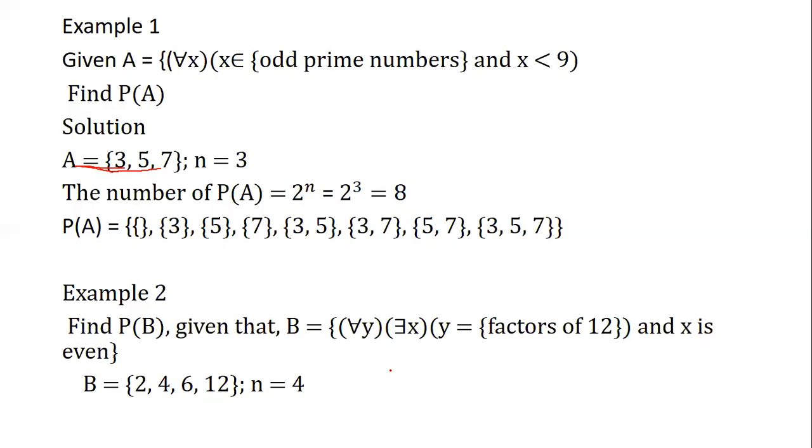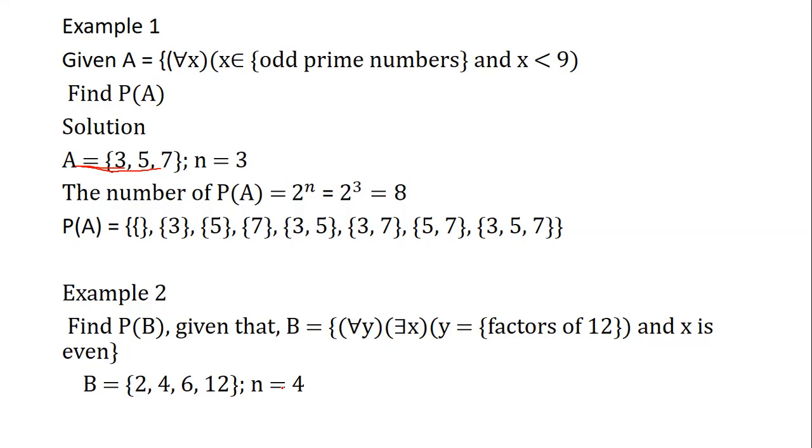Example 2. Now find P of B, the power set of B, given that B is the set of, for all Y, there exists X, where Y is the set of factors of 12, and X is even.